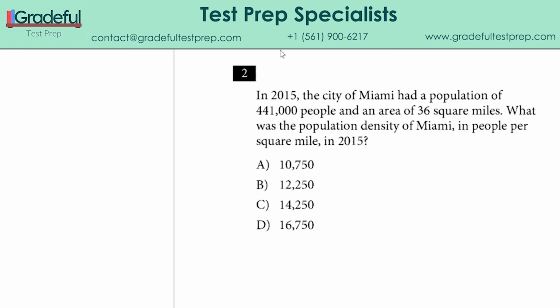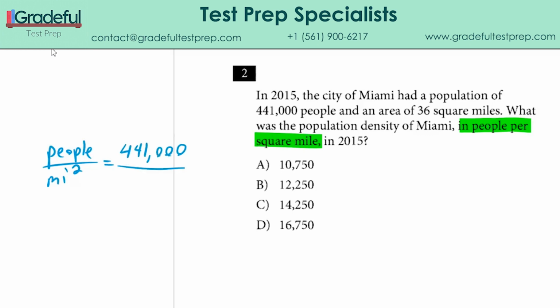In question number 2, what we're seeing is instructions located in the units. So the number of people per square mile. So we're being asked for the number of people per square mile. And so let's just go ahead and arrange that. There are 441,000 people in an area of 36 square miles. So when you throw that into a calculator, you get 12,250. And so the answer for 2 is B.